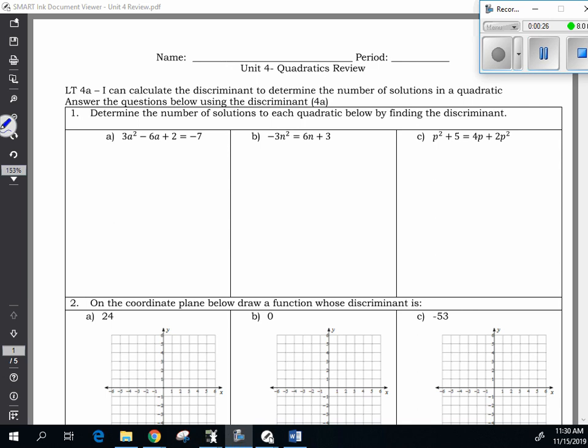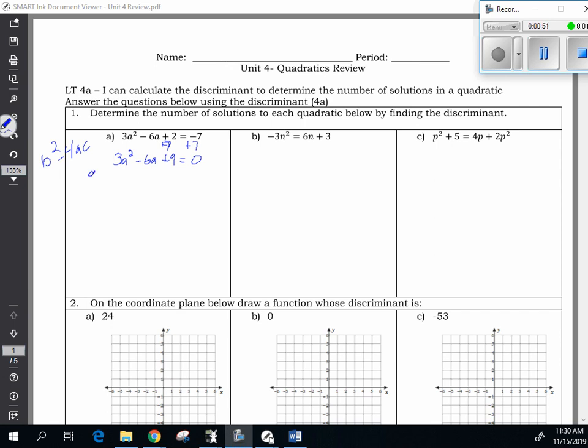So the first thing you need to do in order to find the discriminant is you set everything equal to 0. So I'm going to add 7 here, add 7 here, and so I end up with 3a squared minus 6a plus 9 is equal to 0. Now your discriminant is b squared minus 4ac. It's the square root part. You never put the square root in.